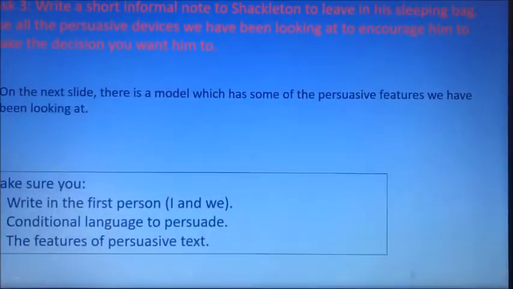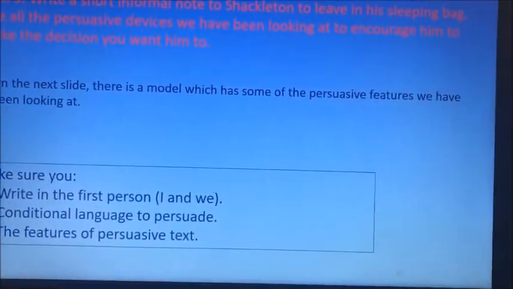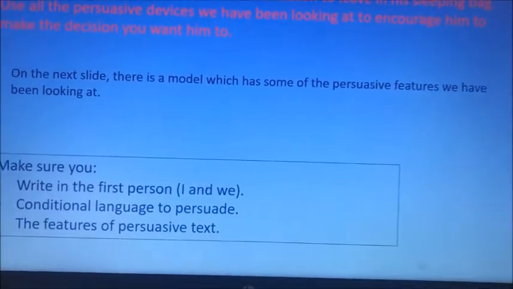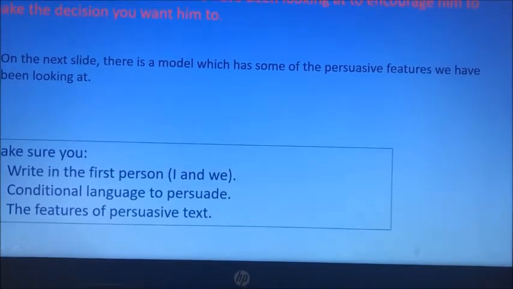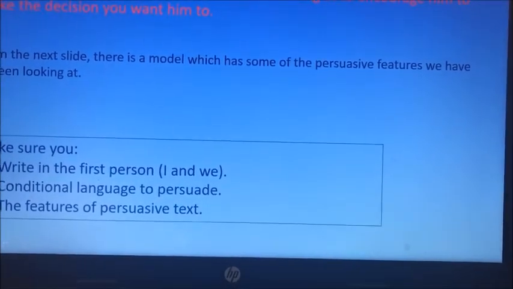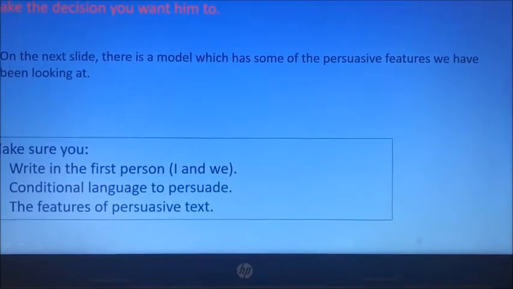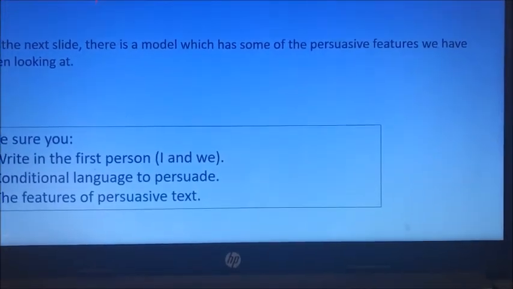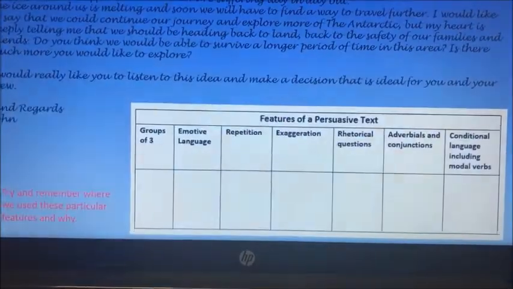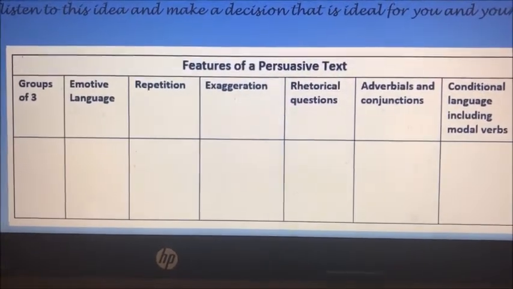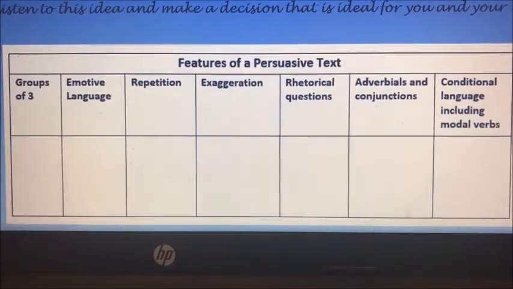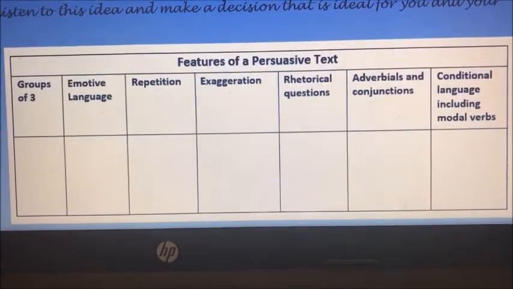Now, this is going back to using lots of the techniques we've done over the last week or so. You're going to write in first person. You're going to use that conditional language. Can you remember what that is? If this happens, then this would happen. And there, of course, are all the other techniques that we've been learning that are features of a persuasive text.